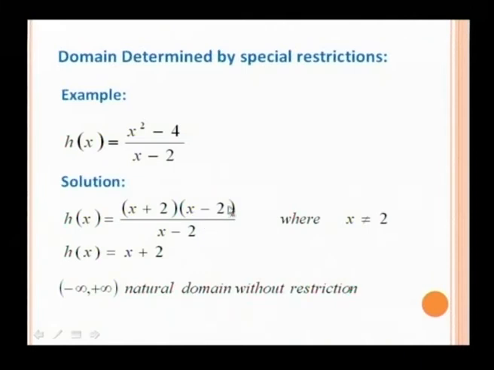Now the common factor, which is x minus 2 in the numerator and denominator, would be cancelled out. So the final expression for this function becomes h of x is equal to x plus 2. Now we know that for this specific function given in the example, the domain was all the values excluding 2, but the natural domain without restriction would be minus infinity to plus infinity.